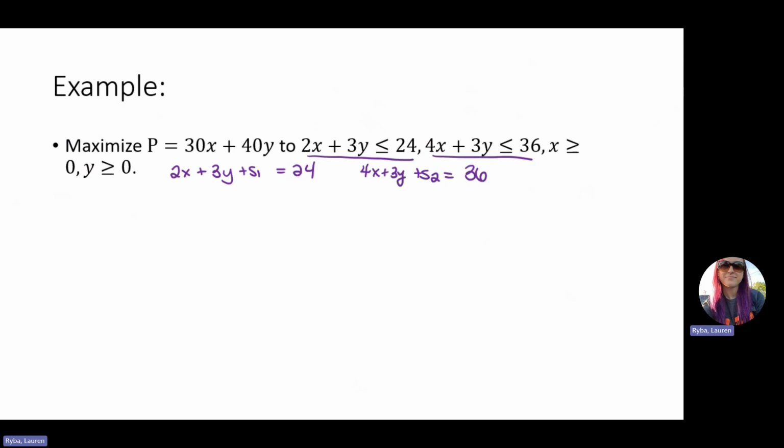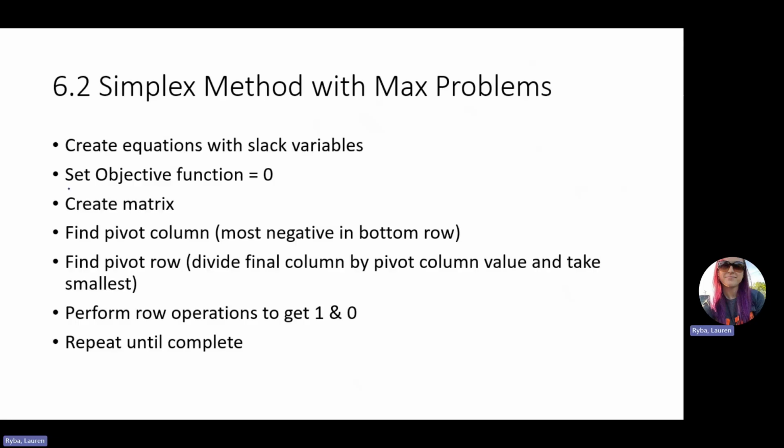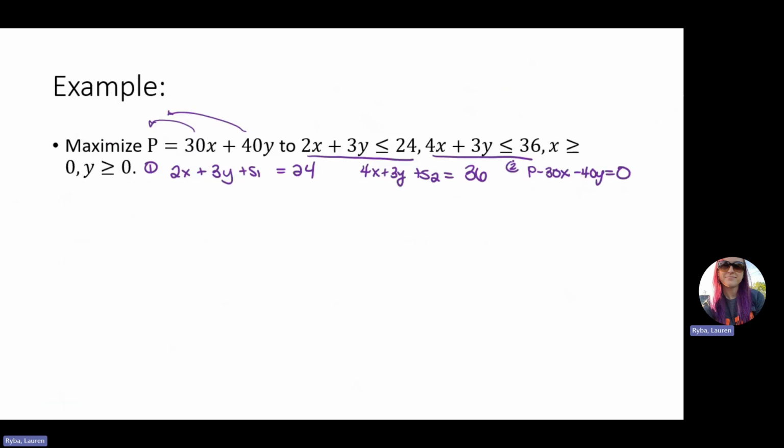And then we're also going to move the x and the y in our maximize function back to the left-hand side. So it's going to be p minus 30x minus 40y equals 0. Okay, so that's the first and second step: create equations with slack variables, set objective function equal to 0. So that's steps 1 and 2.